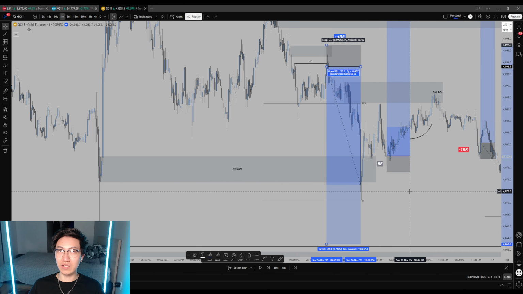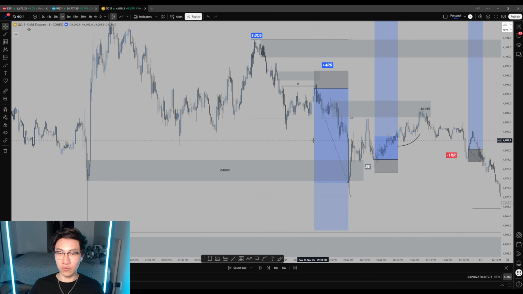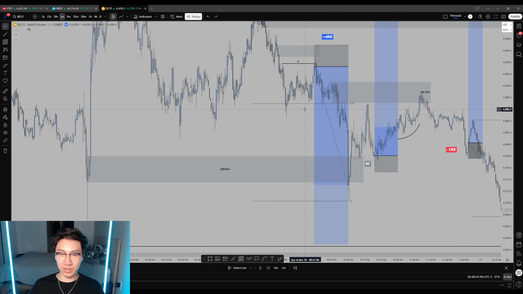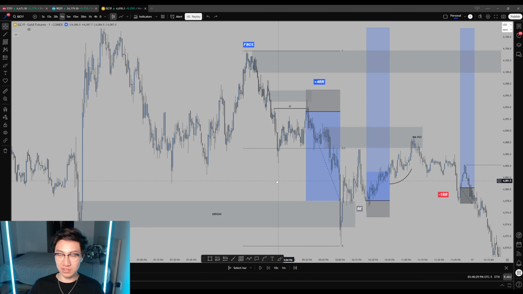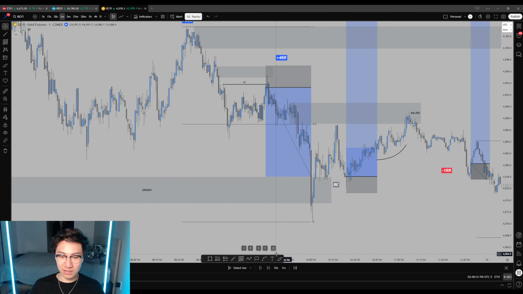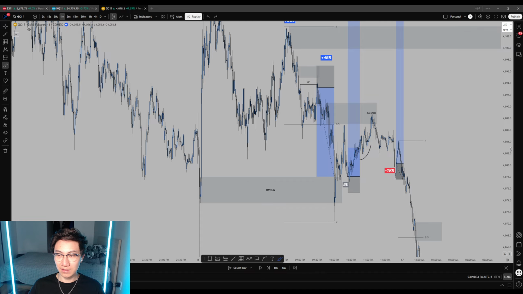Then looking in hindsight, I should have held towards my full draw, my new bias, because of this failed break structure. But again, I failed to recognize this low here, and I was only looking at these lows here. So forward sweep here, and then the second trade here was off the origin here. Now this was the mistake.